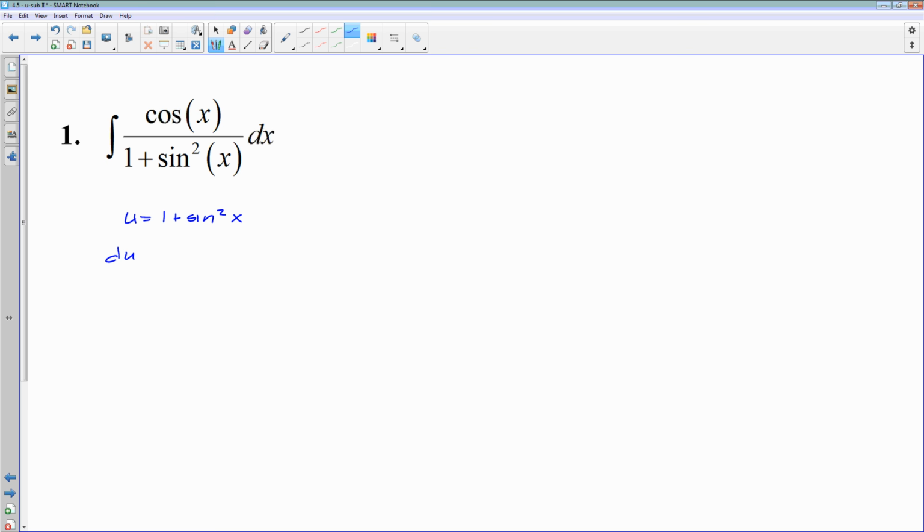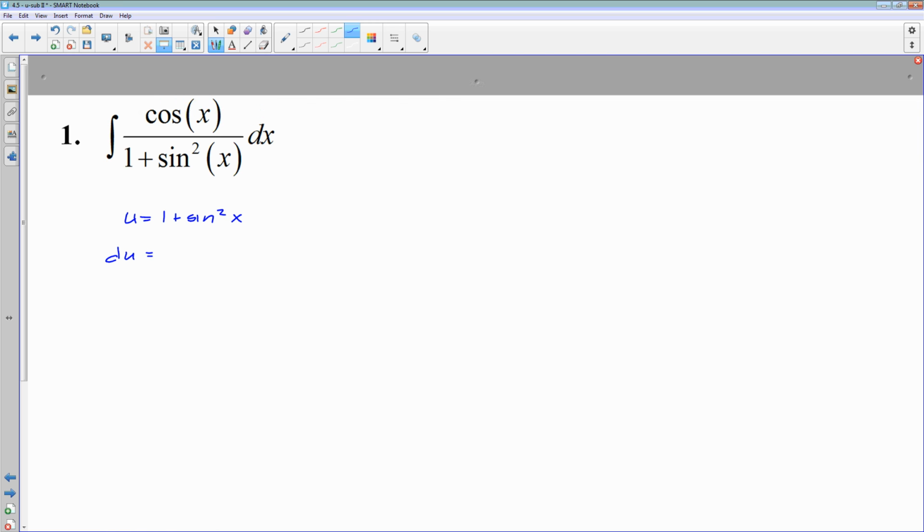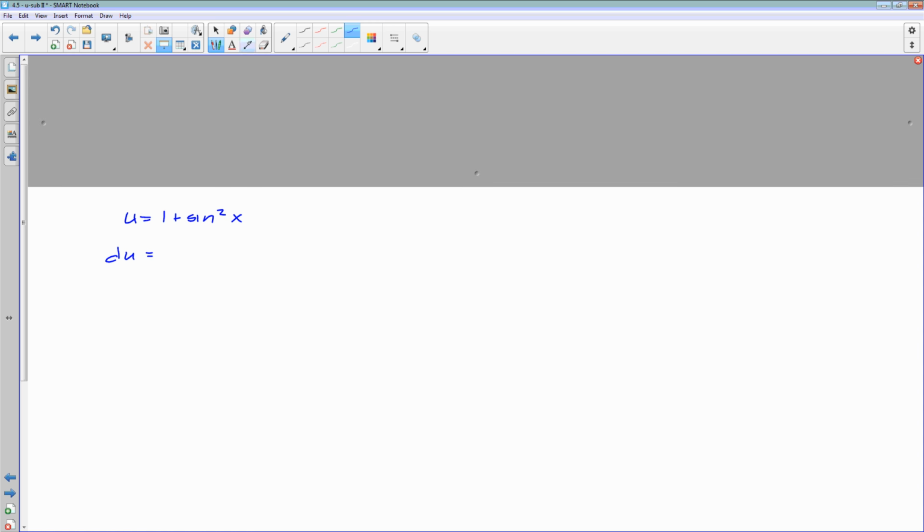Well, if u is 1 plus sine squared, remember we have to find du, and when you find your du, don't get confused by the way the rest of the problem looks. So I'm actually going to hide the rest of that problem, and find the derivative of 1 plus sine squared, which is really the same thing as 1 plus quantity sine x squared. If I do the derivative of that, 1 goes away. I would bring down the 2, and then I would have sine x to the first, times the derivative of the inside, which is cosine x, and then finally the dx.